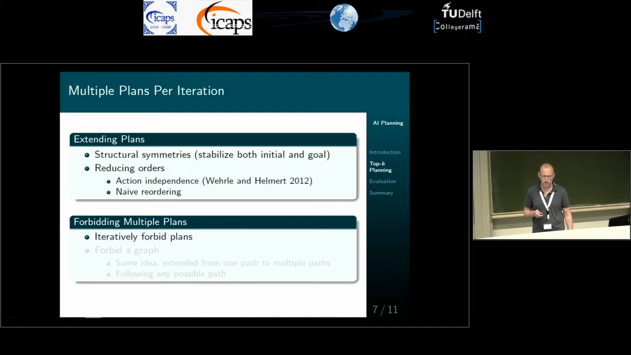So now we found one plan and extended it to a set of plans. Now we can forbid a set of plans. I will not show that reformulation, but it's really similar to the reformulation of forbidding one plan. One way is forbidding one plan by reformulating, then forbidding the next one, and so on, basically applying one reformulation over another. Another way is to reformulate the planning task to forbid the entire graph of possible found plan paths.